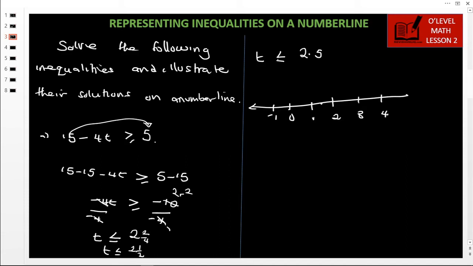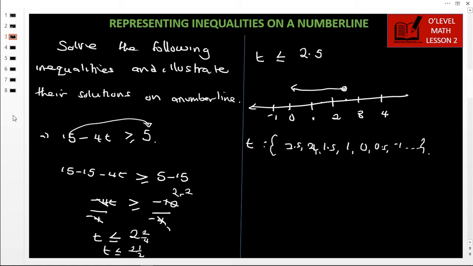Now our boundary point is going to be between 2 and 3, because it is 2 and a half. So here we are going to have a circle, and it is shaded because it is inclusive. So t is less than or equal to 2.5, so the numbers that are less than 2.5 go towards the left, to negative infinity. So the values of t can be 2.5 inclusive, then 2, then 1.5, then 1, then 0.5, then 0, then negative 1, and so on.